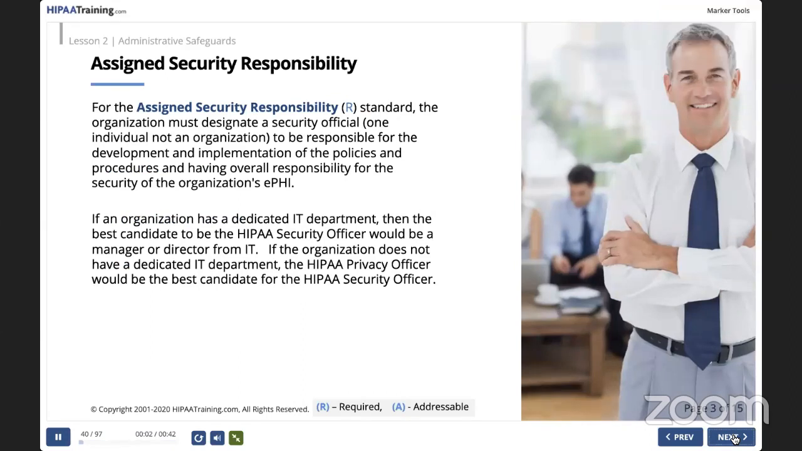Assigned security responsibility. For the assigned security responsibility standard, the organization must designate a security official, one individual, not an organization, to be responsible for the development and implementation of the policies and procedures and having overall responsibility for the security of the organization's EPHI. If an organization has a dedicated IT department, then the best candidate to be the HIPAA security officer would be a manager or director from IT. If the organization does not have a dedicated IT department, the HIPAA privacy officer would be the best candidate for the HIPAA security officer.